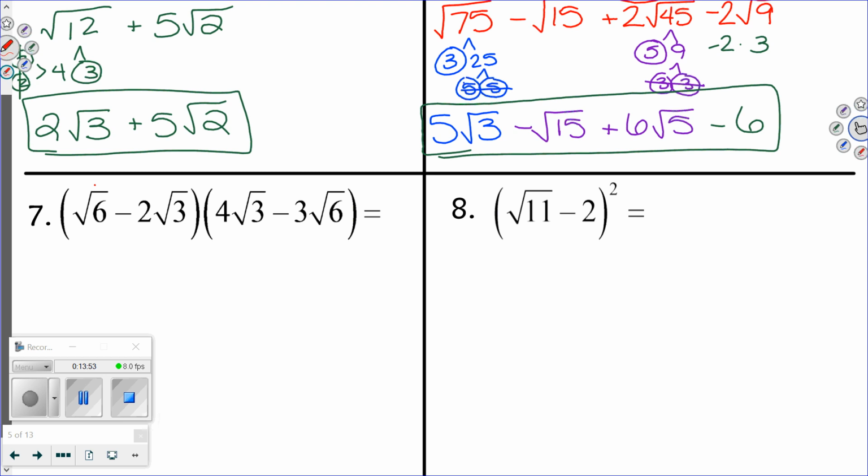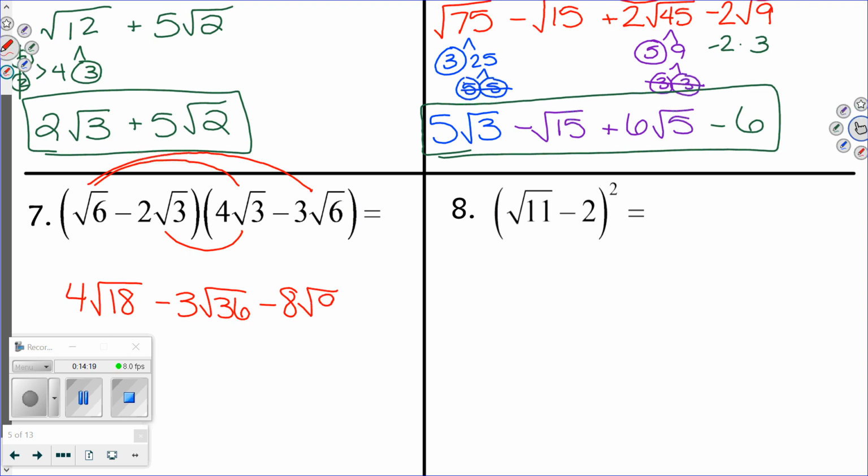Distributing first. Radical 6 times 4 radical 3 is going to give me 4 radical 18. Okay, radical 6 times negative 3 radical 6 is negative 3 radical 36. Some of you jumped right here, which is totally fine. Distributing the second part, negative 2 radical 3 times 4 radical 3 is negative 8 radical 9. Again, some of you jumped there, which is fine.